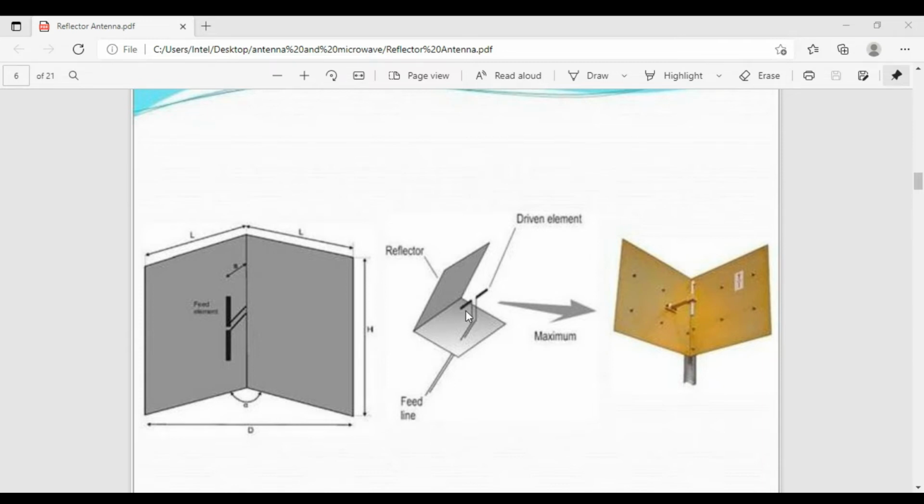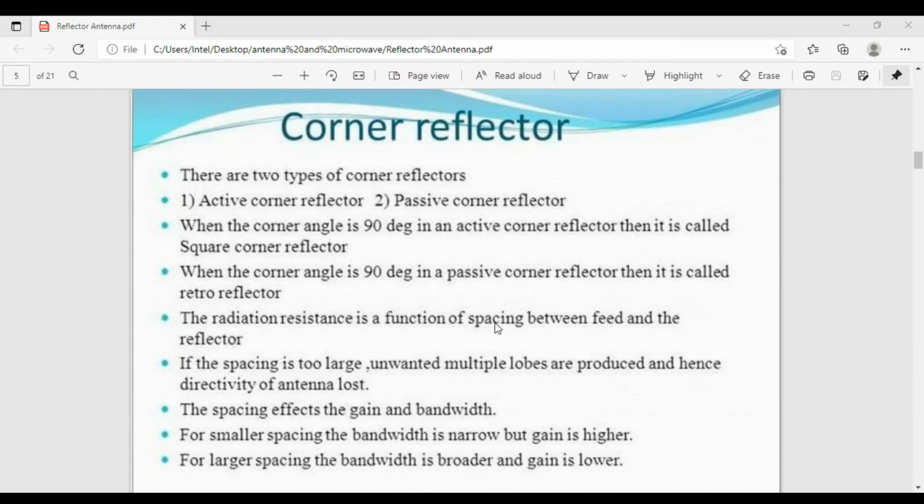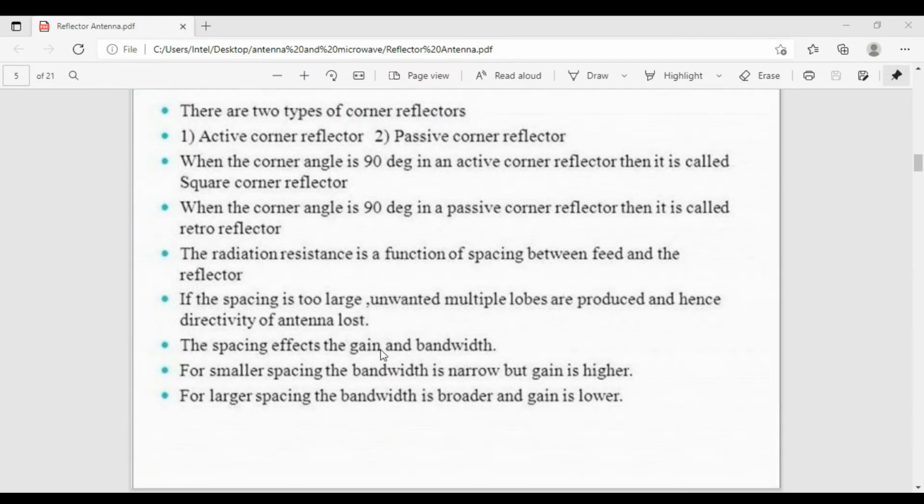So here is the reflector antenna, and this is the primary driven element. If the driven element is located far away, the reflector antenna will receive the signal from this driven element as well as from the environment. So here it is, the spacing effects.